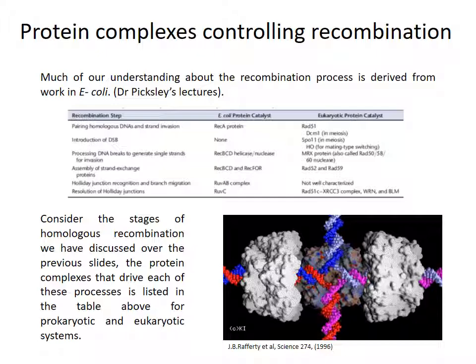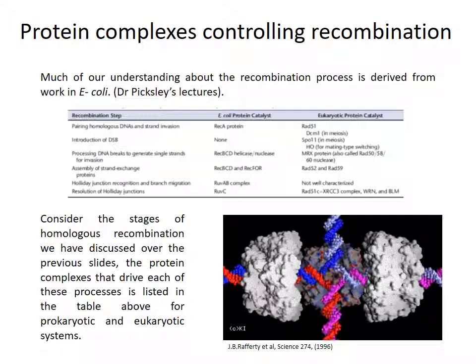So the vast majority of our understanding of what machinery is actually carrying out this crossover event is derived from E. coli, working in bacteria, like many of the molecular mechanisms. It turns out that most of the proteins which are used by bacteria to handle crossover and homologous recombination are highly conserved through to eukaryotes and humans.